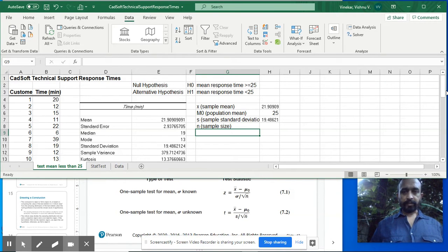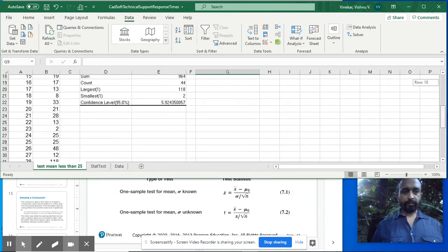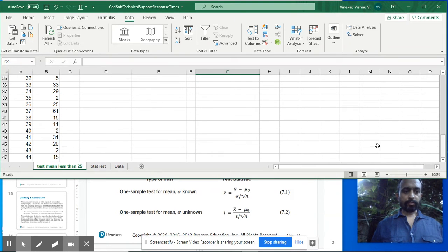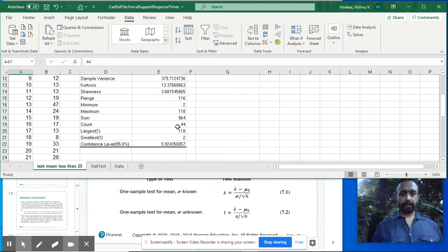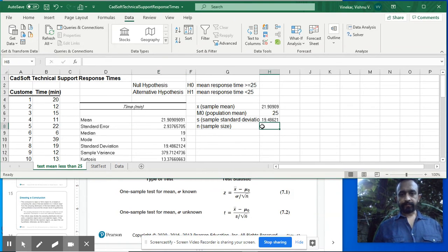So we can check the sample size by scrolling down, seeing how many observations there are. We can see that there are 44 customer calls in this sample. It's also there in our descriptive statistics. The count is 44. So let's put that in.